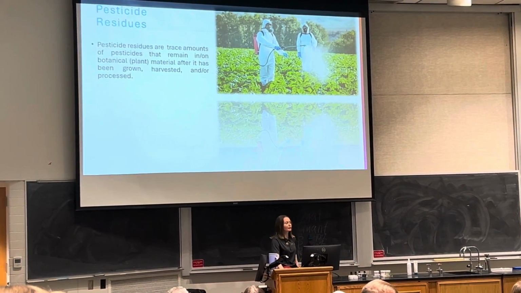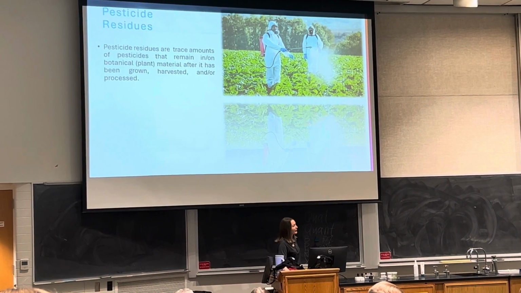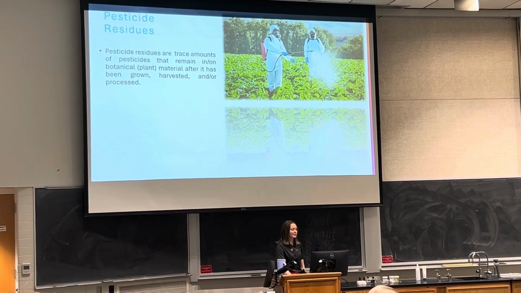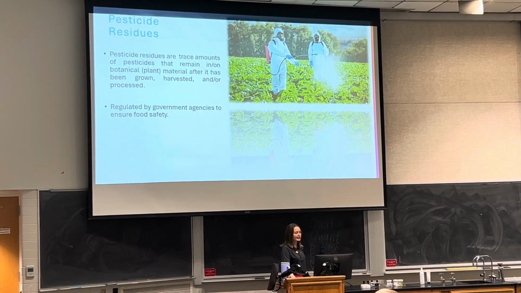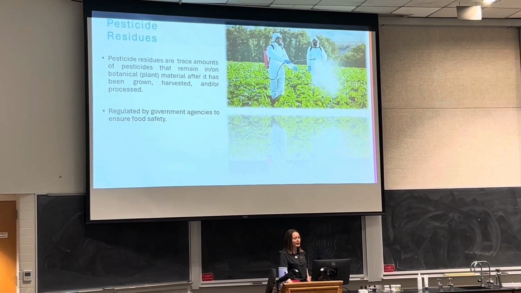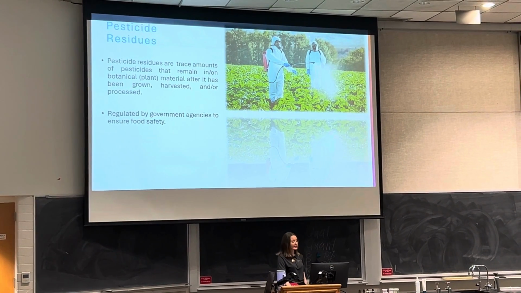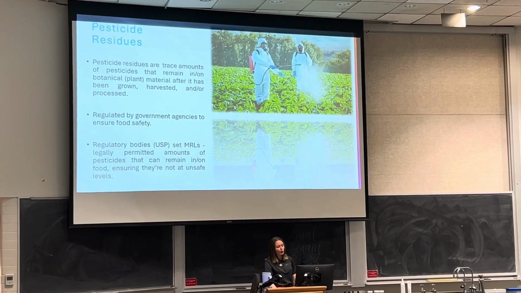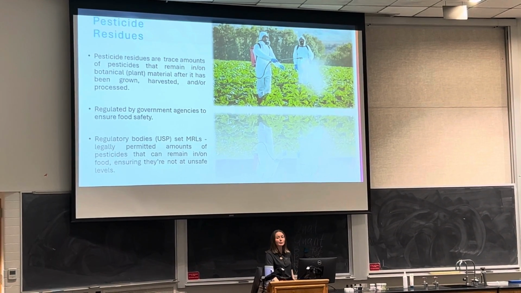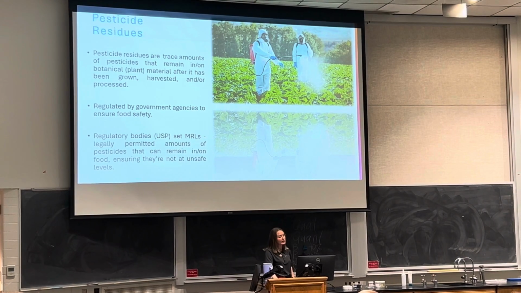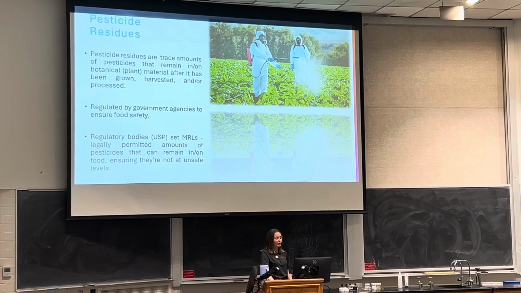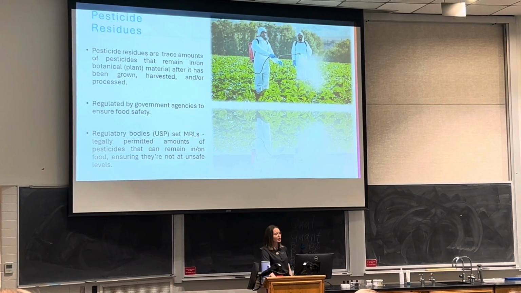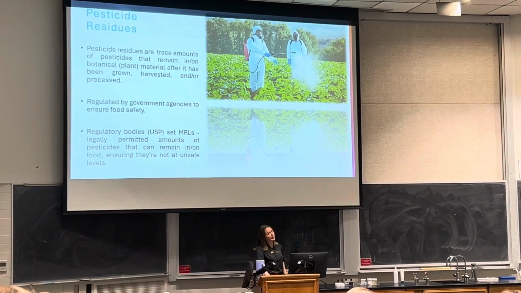Pesticide residues are trace amounts of pesticides that remain in or on botanical, which is just plant material, after it has been grown, harvested, and or processed. It's regulated by government agencies to ensure food safety. Regulatory bodies like the U.S. Pharmacopoeia or USP set the maximum residue limits, or MRLs, which are legally permitted amounts of pesticides that can remain in or on food, ensuring they're not at unsafe levels for consumption.